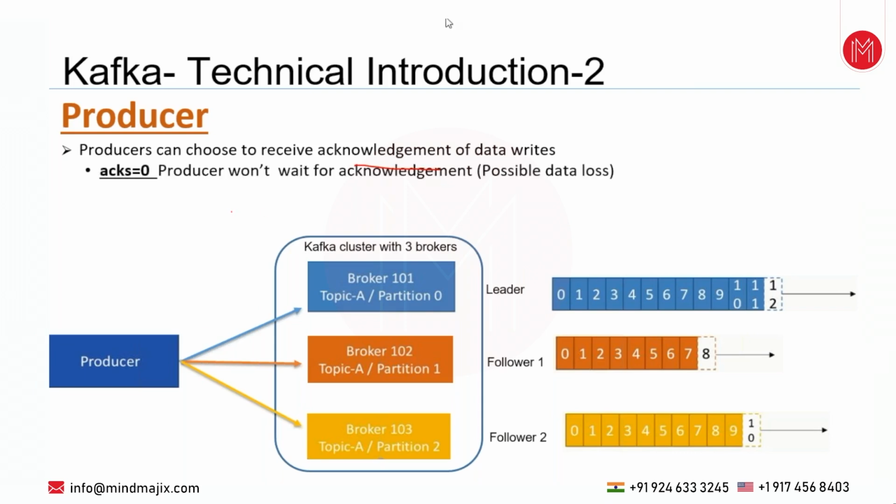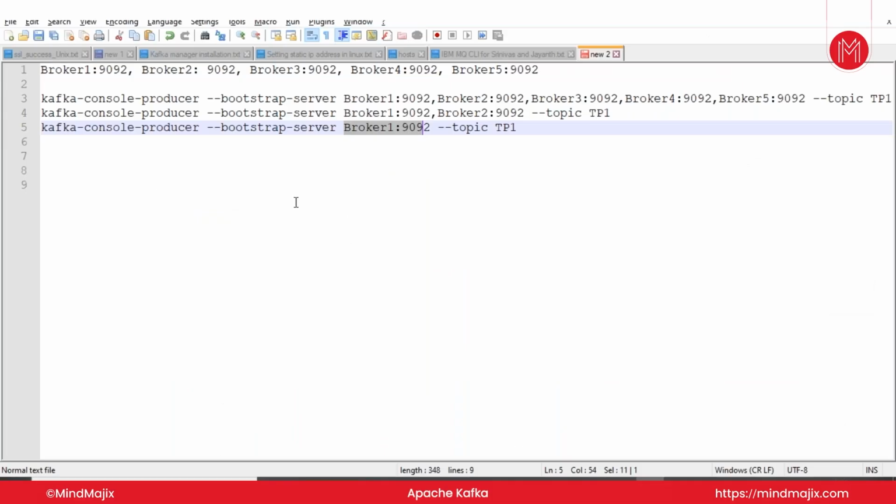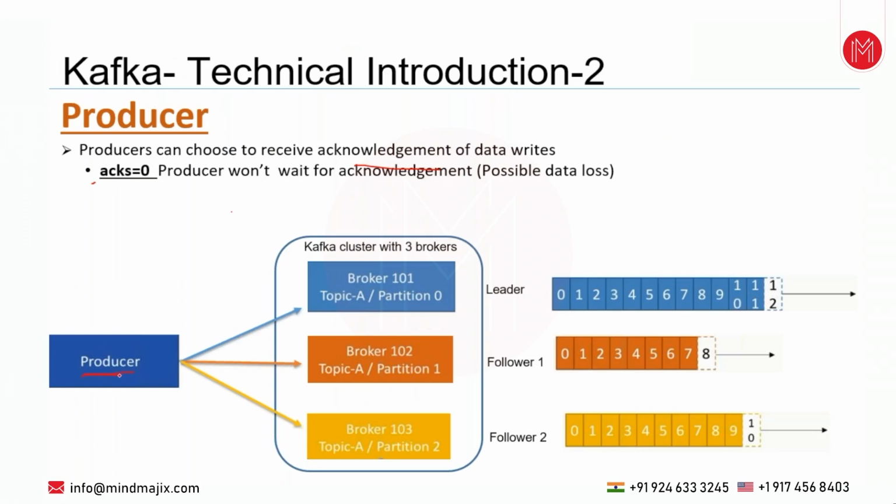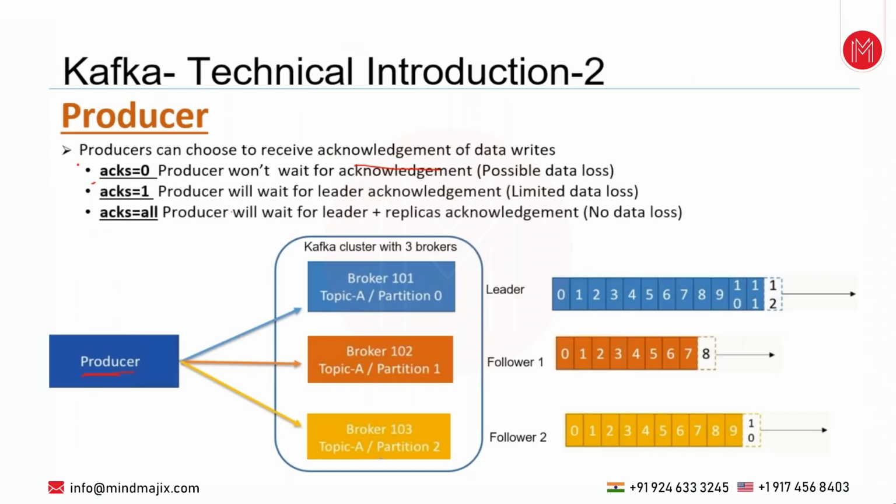There is something called acks equal to 0. It means that whenever a producer is producing messages like this, at the end they can choose acks equal to 0. It is a producer property. Anyway, this producer property we will discuss in the Kafka interface. So the producer can choose acks equal to 0, or acks equal to 1, or acks equal to all. These 3 acknowledgement modes the producer can choose while producing the data.